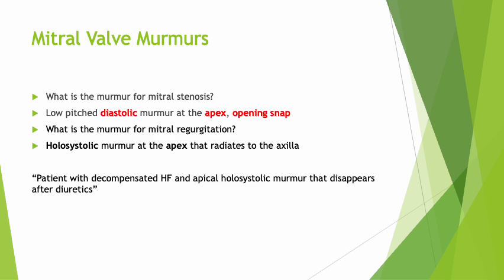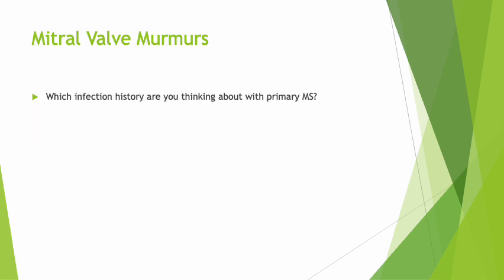What about a patient who comes in with decompensated heart failure and an apical holosystolic murmur, which disappears after diuretics? Remember that an apical holosystolic murmur refers to mitral regurgitation, and this is secondary mitral regurgitation from the volume overload of the heart failure exacerbation. What they're trying to get at is that the first thing you should be doing is treating the heart failure in this setting. And which infection history are you thinking about with primary MR? The answer to this one is rheumatic fever.